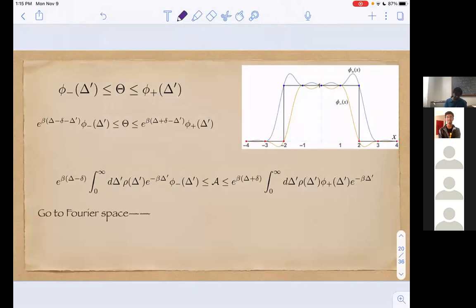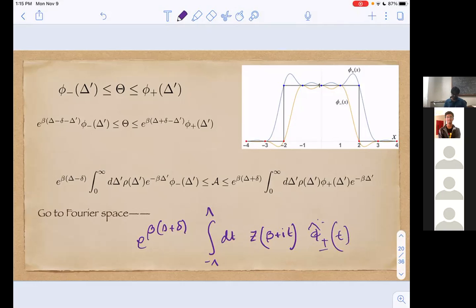If I go to Fourier space, then I can write this down. Taking the upper bound, we can write the inequality in the following form: the integral from minus lambda to lambda of dt z of beta plus it, then e to the power it, and then phi plus or minus hat of t.